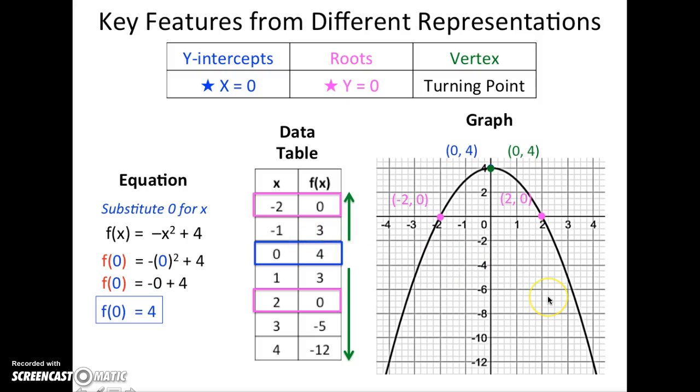Now it just so happens that in this case, the vertex is in the data table, but sometimes it's not. If the vertex is at a point where you have to estimate, or a decimal point, it may not be shown in the data table, but you can tell around where the vertex is. It's where the graph is changing direction. So the graph changes direction somewhere between the coordinates (negative 1, 3) and (1, 3). And so you can identify that this graph from the data table would have at least one vertex.